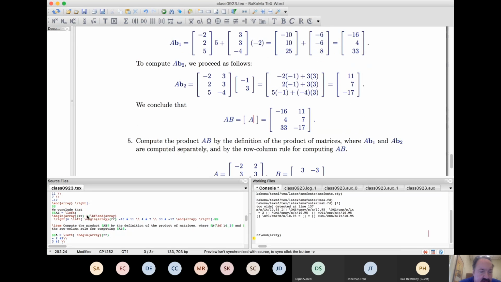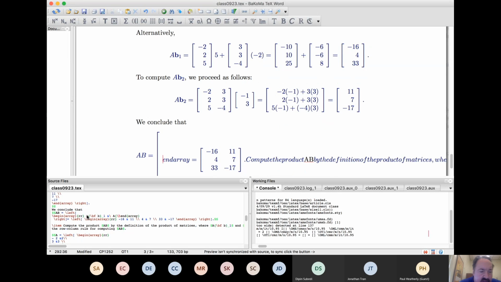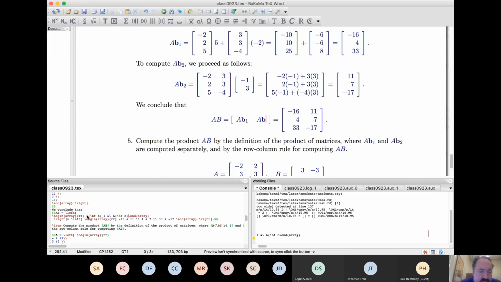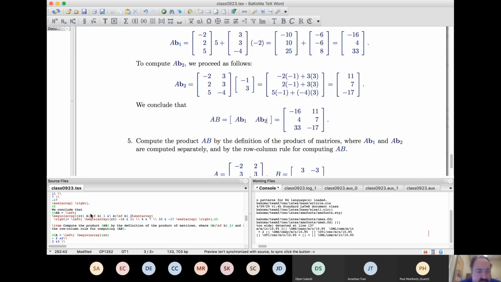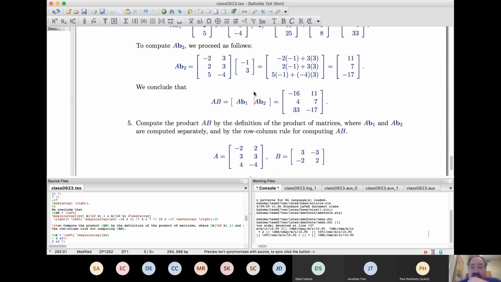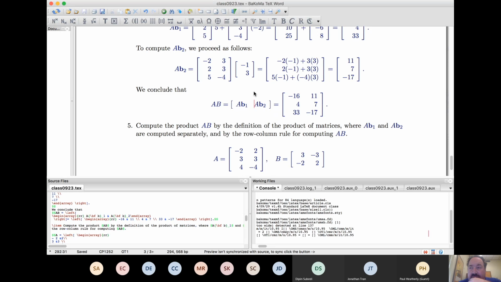So AB1, AB2. All right. So questions on this approach to matrix multiplication.